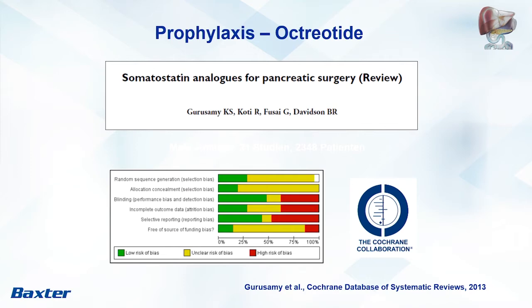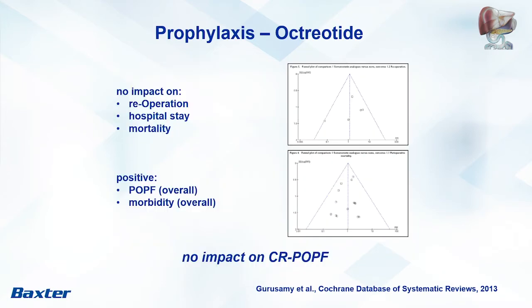Now, what about somatostatin analogs, octreotide? There are numerous studies on this, Cochrane systematic reviews, and the answer is no, it has no impact on reoperation, hospital stay, or mortality. It might have some impact on the overall morbidity, but not on the clinically relevant fistulas. So most people, I think, have omitted the routine octreotide prophylaxis. We use it selectively in soft pancreas, but we don't use it for therapy of fistula, for example, only for prophylaxis, and this is very selective.